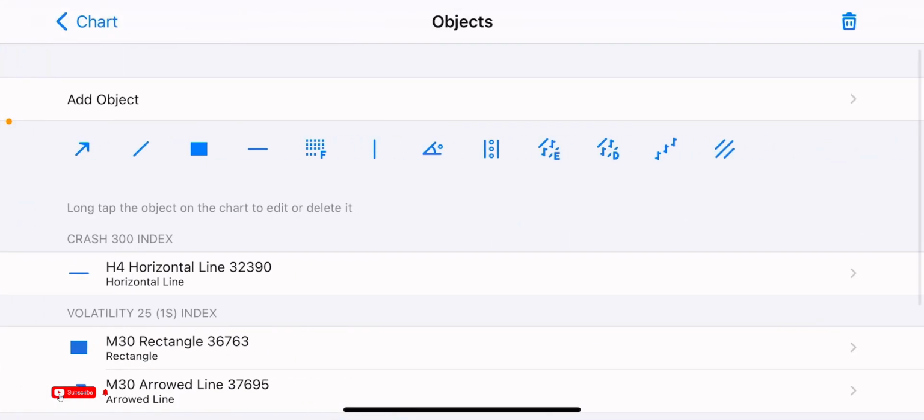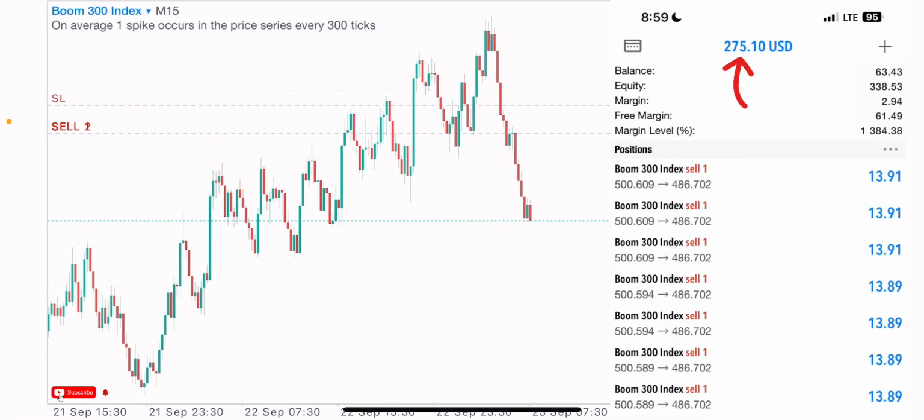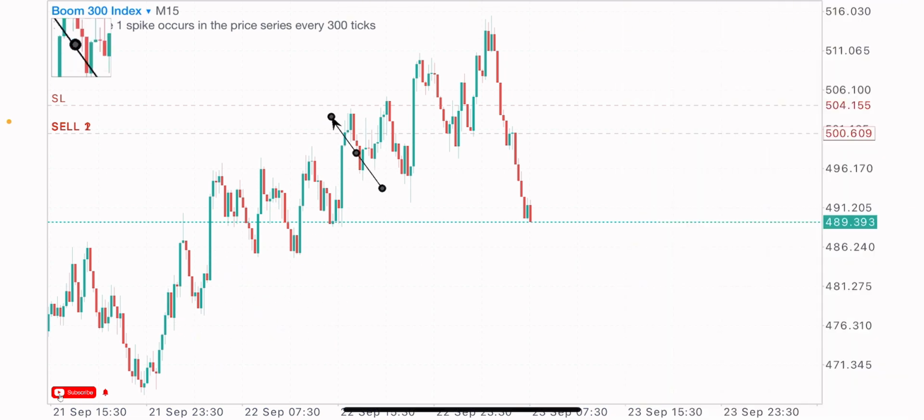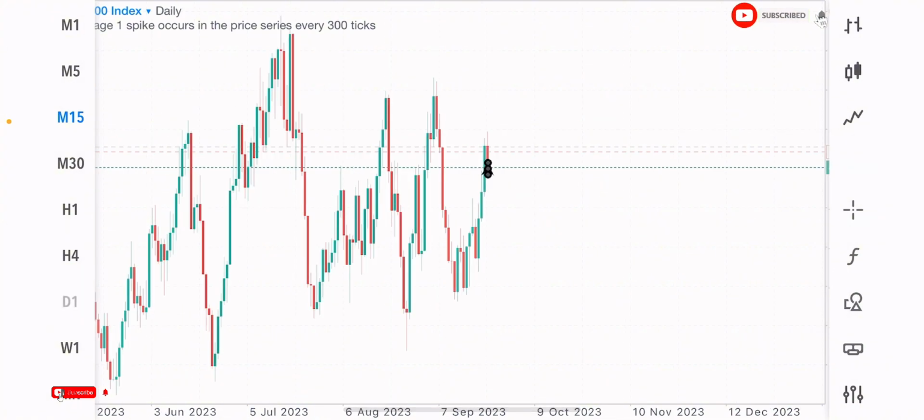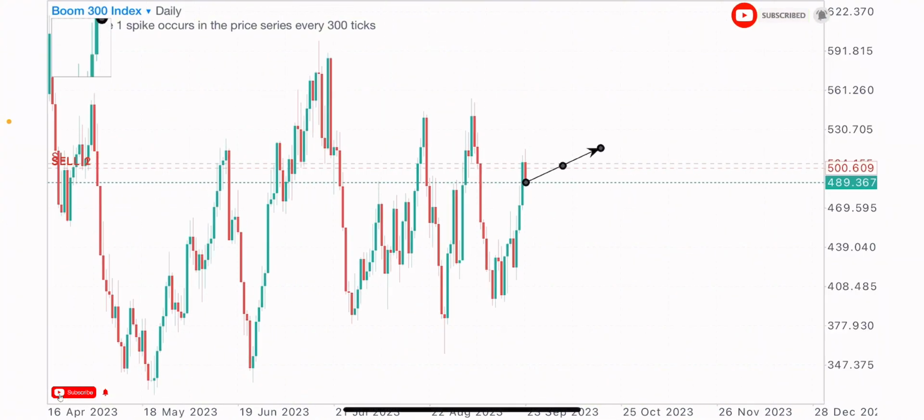Hello guys, I took this sell trade this morning, a few hours ago on Boom 300 index, and you can see I'm moving in good profits. Yeah, so I took this sell trade using a simple trading concept. So what was my market approach on this index? What was this trading concept?